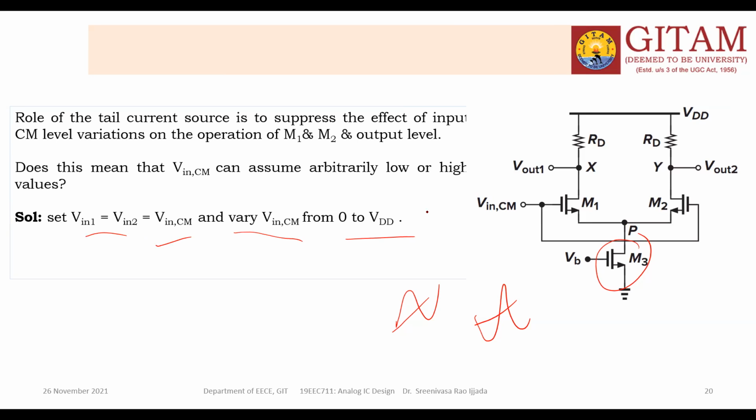Understand or not? If the difference between the two input signals is just VNCM, and this difference is varying from 0 to VDD, what is the VNCM value? A fixed value, no doubt. If it is a constant, it is a fixed value. It's varying from 0 to VDD.